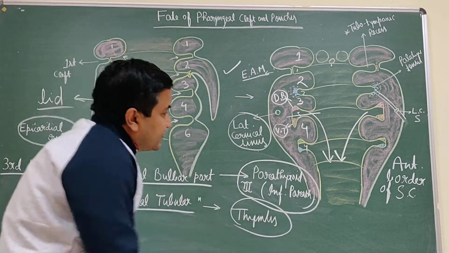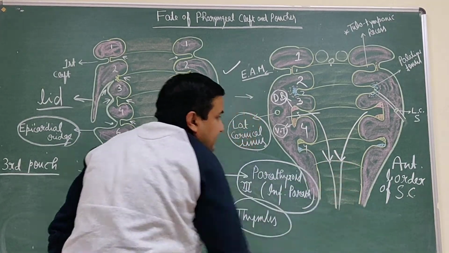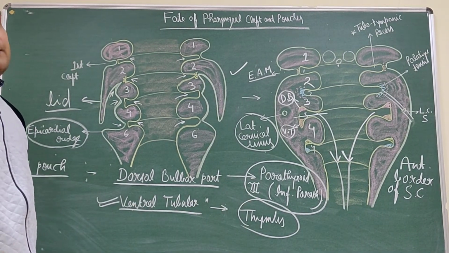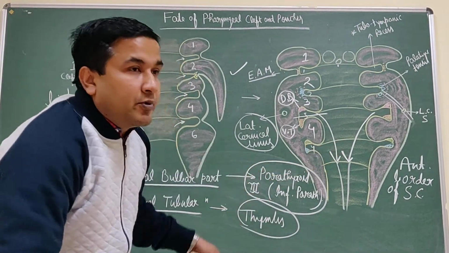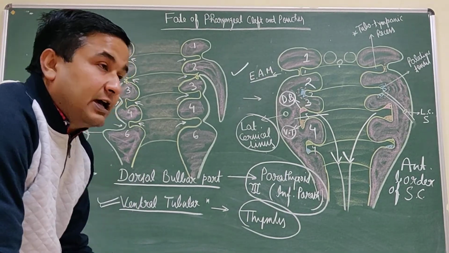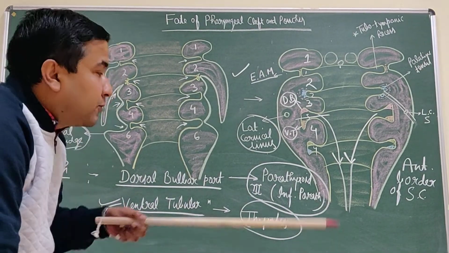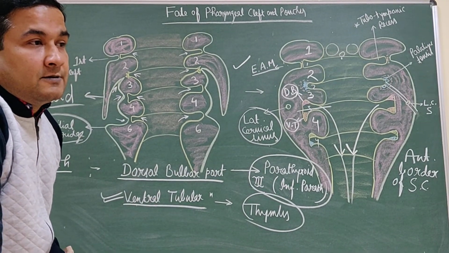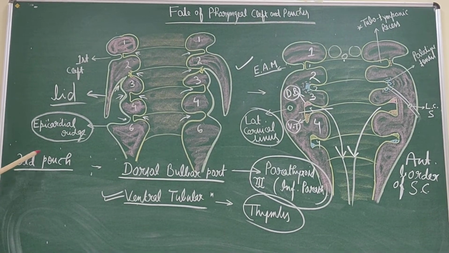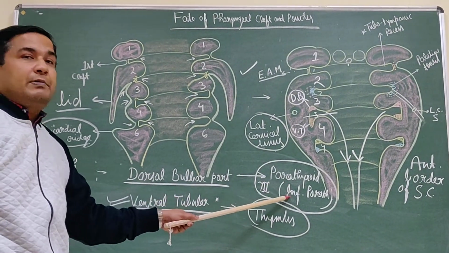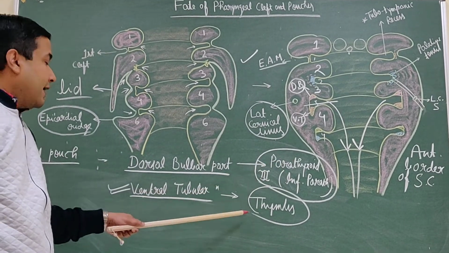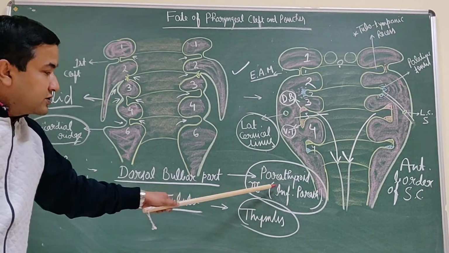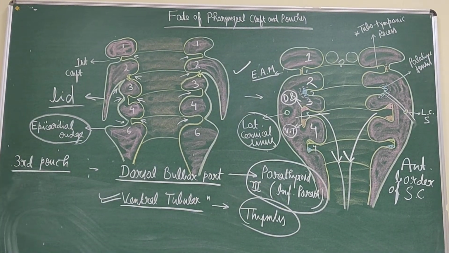This thymus descends into the thoracic cavity, while this parathyroid gland settles on the posterior border of the thyroid gland. On the posterior border, it will settle at the lower pole, and the thymus will go into the mediastinum. So this third pharyngeal pouch forms the inferior parathyroid gland or parathyroid third, while the ventral tubular part forms the thymus. Both structures are derived from the third pouch.